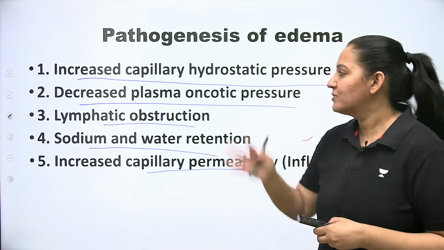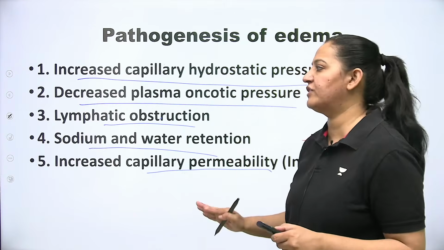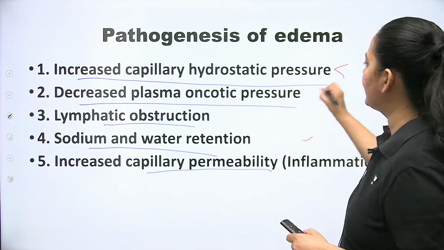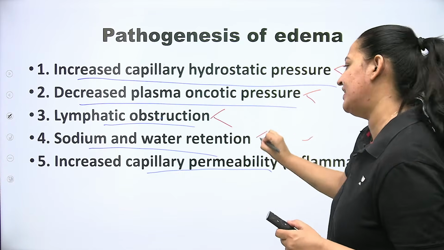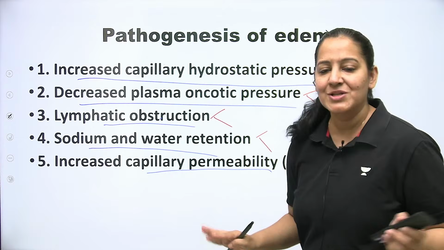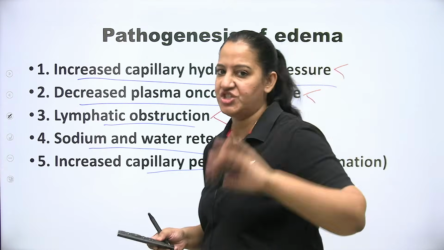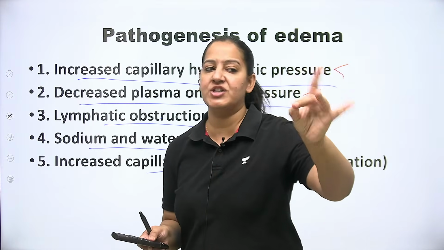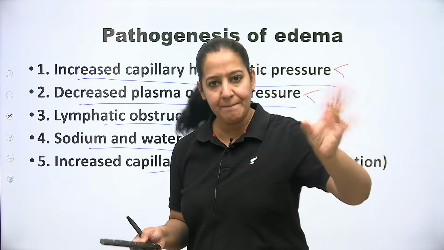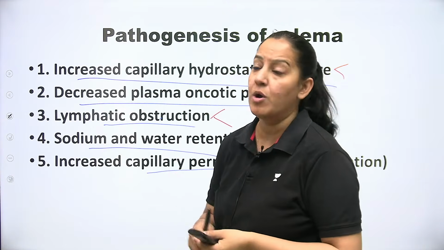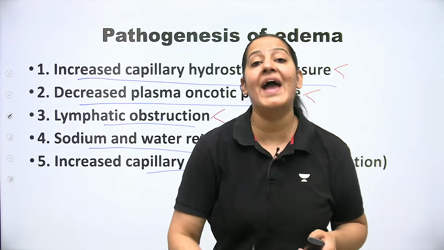Give me a thumbs up. So these are the 5 reasons. Now in each of them, you have to tell me 2 or 3 examples of each type. That's it. So edema is done. In edema, only 3 things are important: the definition, the normal Starling's law explanation, and the pathogenesis of edema. In the pathogenesis, the 5 causes are in front of you. But for each cause, tell me the examples.